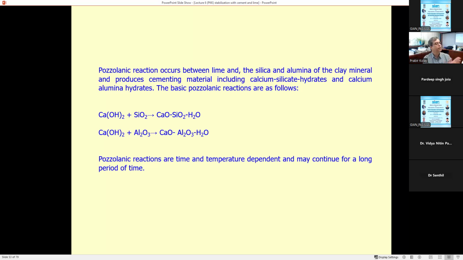So again, calcium hydroxide plus silica gives calcium silicate hydrate, CSH. With alumina, it forms calcium aluminate hydrate. The reaction is temperature dependent and may continue for a long period of time. Sometimes, if you need strength quickly, you need to use cement, quick setting cement, or calcium sulfoaluminate cement. But if you need slow reactions and don't need the strength quickly, you can use fly ash or another material such as GGBS. But in the long run, the strength will be almost close to that of fly ash or GGBS.